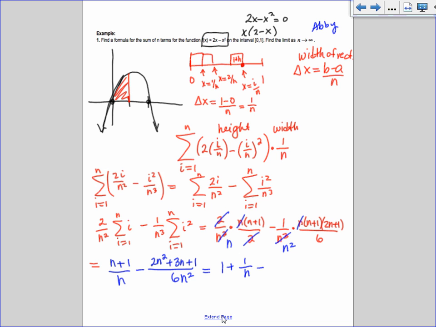Okay, so the next one. I have n plus 1 on top over my 2n squared plus 3n plus 1 over 6n squared. So I'm going to bring the n into both pieces. So I'm going to have 1, right, n over n, plus 1 over n, minus, and then I'm going to bring the 6n squared into each piece.